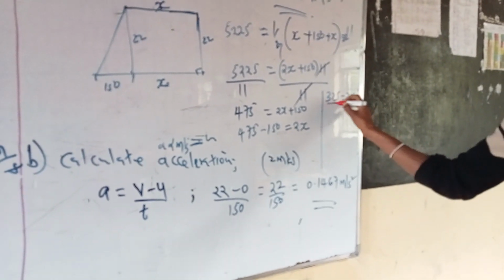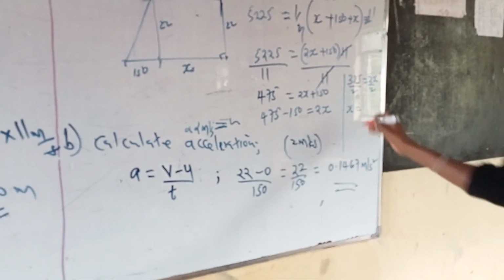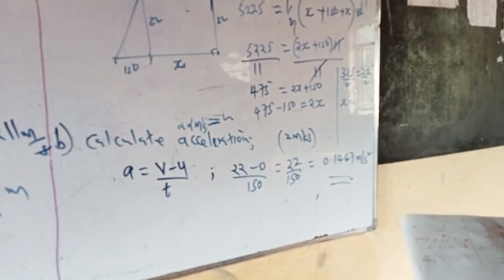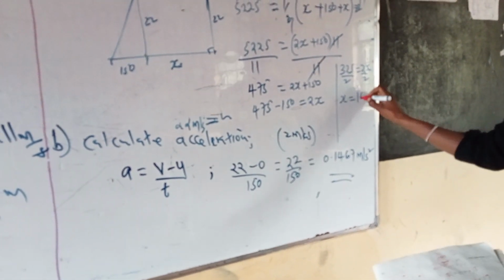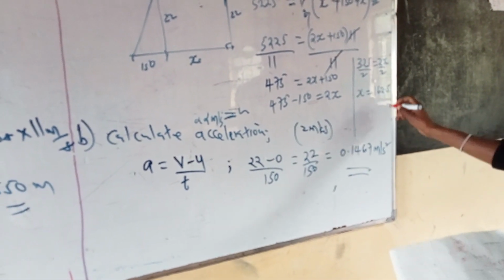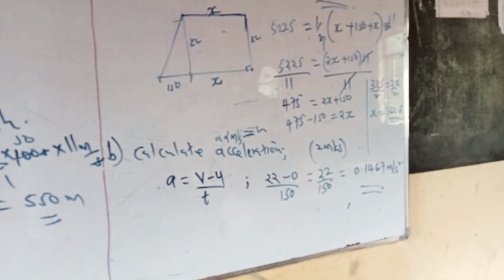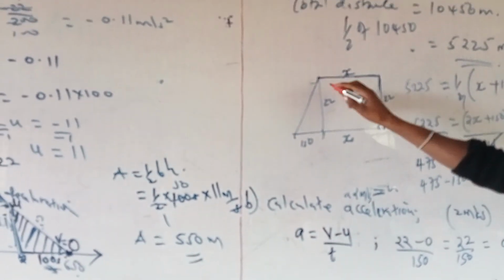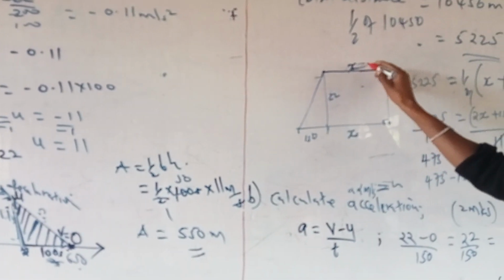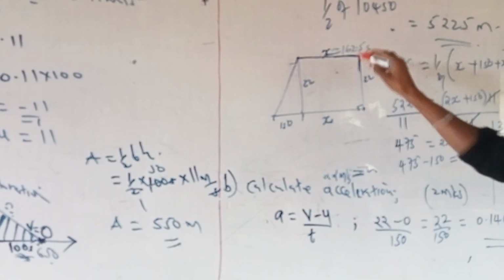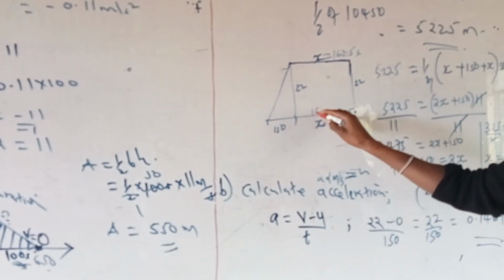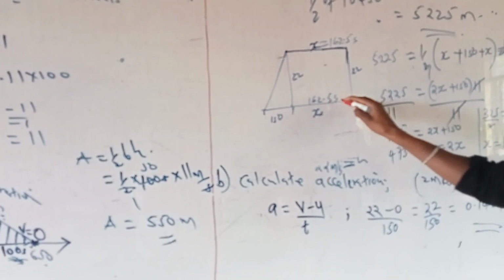You divide by 2, you divide by 2. So x will be 162.5. And because this x represents horizontal change, it is 162.5 seconds. So this one here is 162.5 seconds.